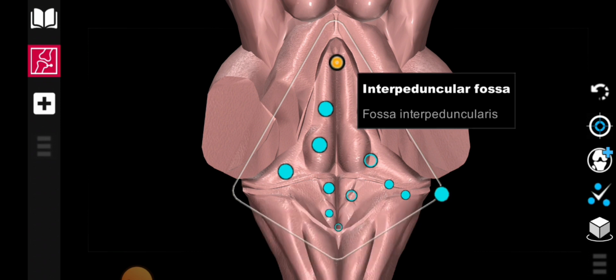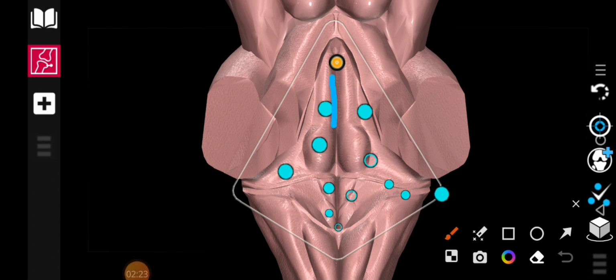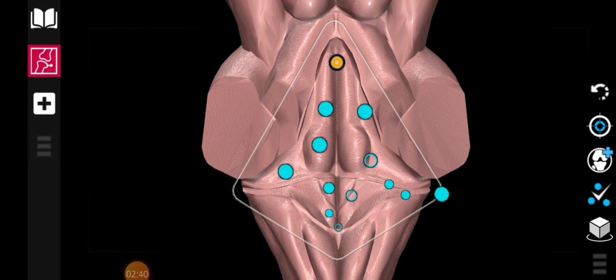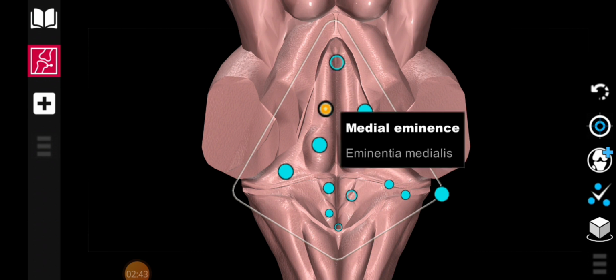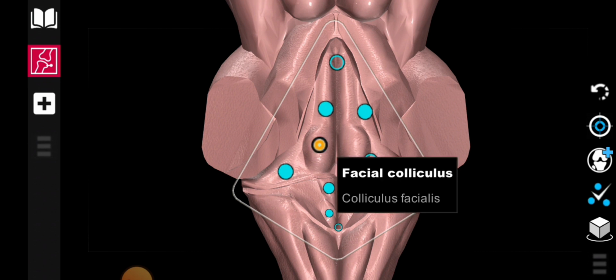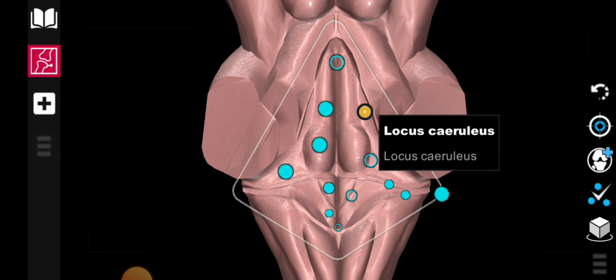That is the interpeduncular fossa, and in the very center we observe the median sulcus, right? Again I am repeating, the median sulcus is marked by the blue line. Now see that on each side of the median sulcus we observe the medial eminence, and on its inferior aspect we find a protuberance, that is the facial colliculus.